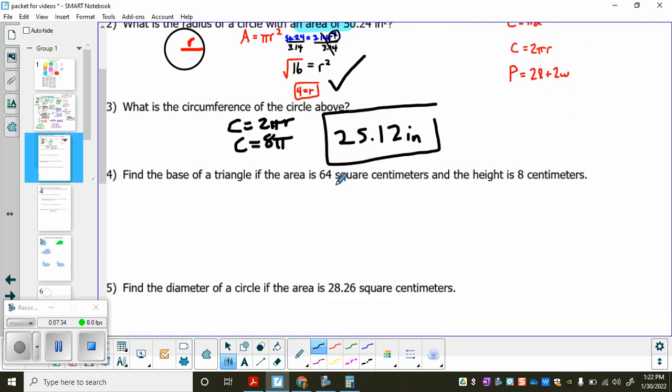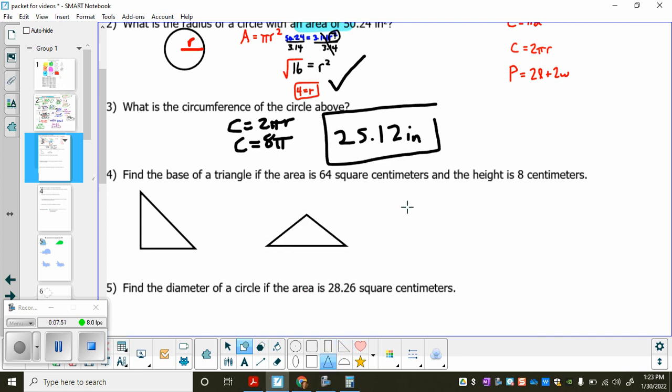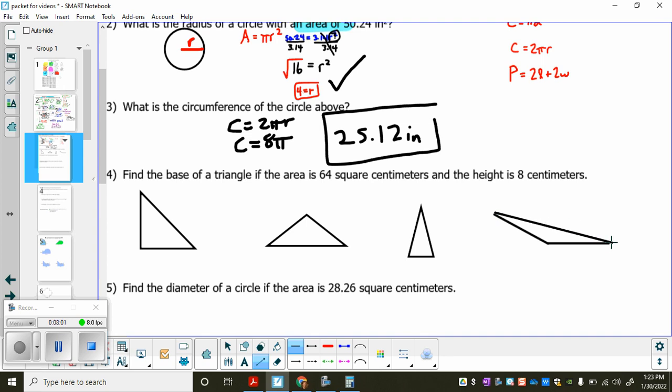All right, now we're on number 4. We're going to find the base of a triangle if the area is 64 square centimeters and we know that the height is 8. Now, one thing I want to mention is if I were to say, hey, just draw a triangle, we have lots of different triangles we could draw. We've seen stuff that is acute. We've seen stuff that's obtuse. We've seen stuff that's right. We've seen lots of different ones. We've even seen ones that look like this. And I can kind of connect the dots here, or connect the edges, I should say.